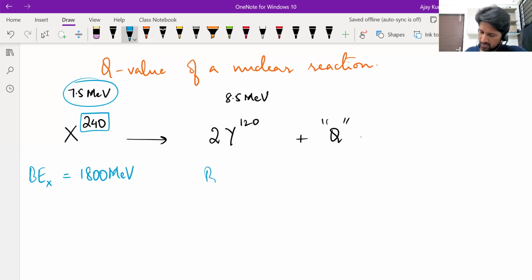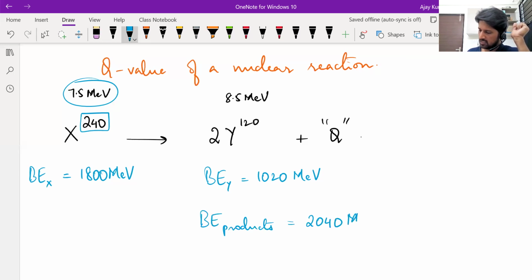Next, binding energy of Y. Y has 120 nucleons and binding energy per nucleon is 8.5 mega electron volts. So 120 into 8.5, that is 1020 mega electron volts. For each nucleus of Y, the binding energy is 1020 mega electron volts. Now, how many nuclei of Y are formed? Two nuclei are formed. So total binding energy of the products is 1020 becomes 2040 mega electron volts.